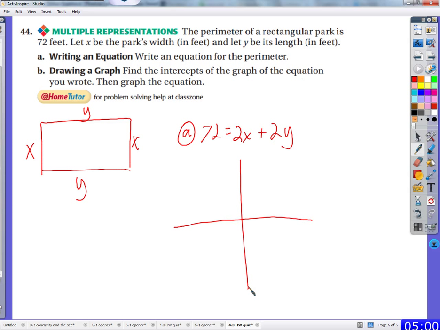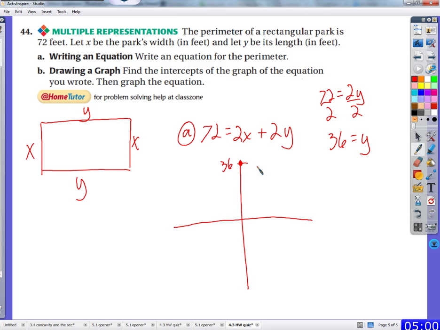Because you have the y by itself, and you find out what y is. If x is 0, then you must be on the y-axis if you're on a graph. Okay, so we put 0 for x, find 2y equals 72, divided by 2, and we get 36. So that's the y-intercept, 36.